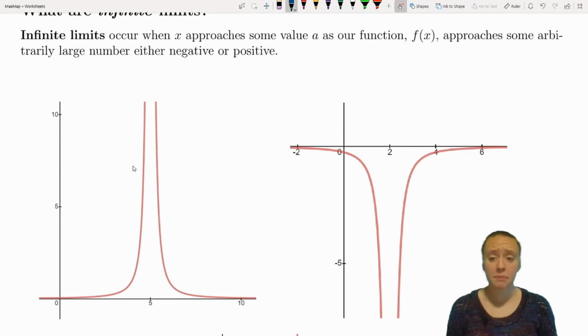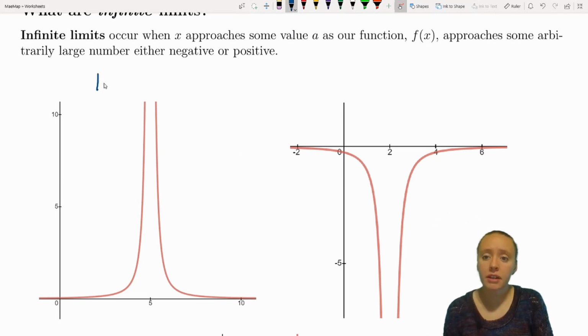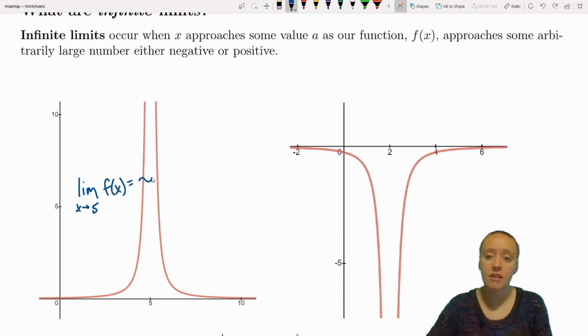So if we're looking at this picture on the left, you can see that as x approaches 5, our function approaches some arbitrarily large positive number, and we will call that infinity. So the limit as x approaches 5 of our function f of x is equivalent to infinity. And infinity, that symbol is drawn like a sideways 8.